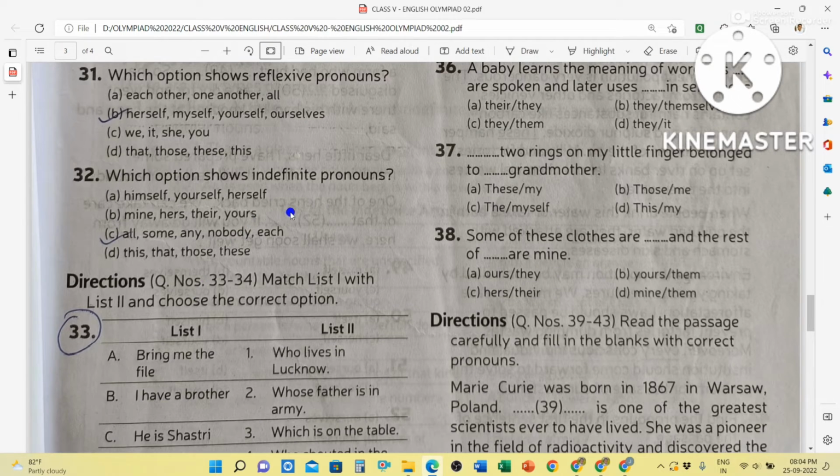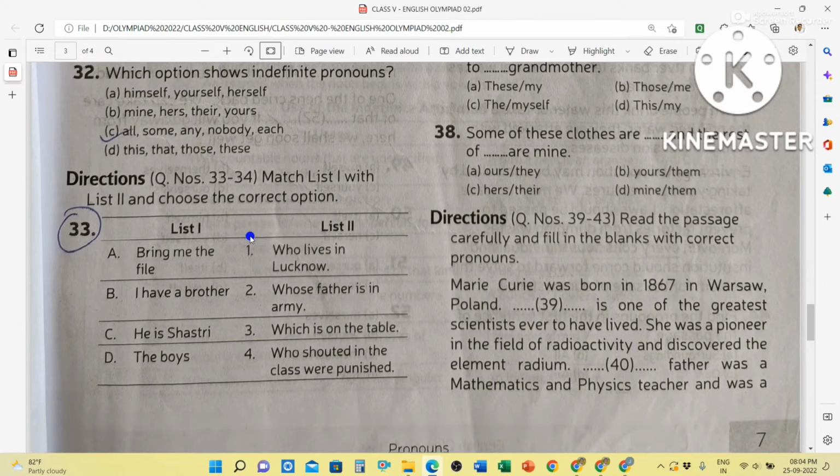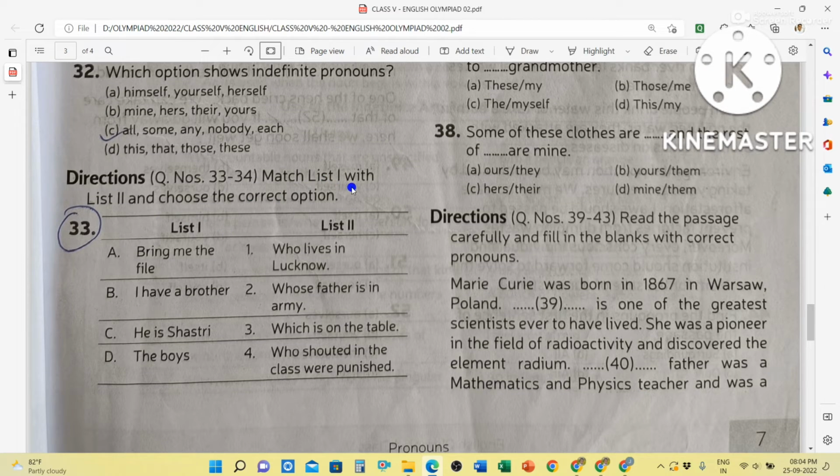Which option shows indefinite pronouns? Himself, yourself, herself are the reflexive pronouns. Mine, hers, their, yours. These are the possessive pronouns. All, some, any, nobody, each. These are the indefinite pronouns. Now, match list 1 with list 2 and choose the correct option. Here we will match.